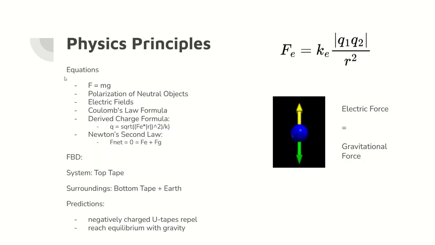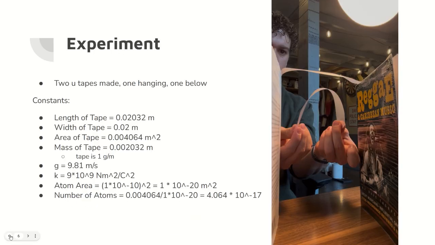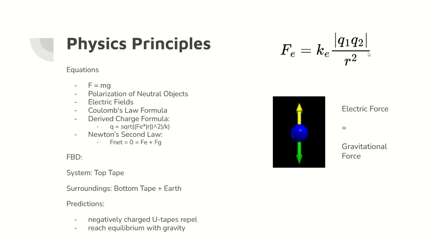Further physics principles, the most important equation is the Coulomb's law formula, which describes the electric force, which is just 1 over 4 pi epsilon 0 times the charges over the radius between them squared. And this really is a vector value, so there should be an r hat here. But also we talked about gravitation, F equals mg, polarization of neutral objects, which actually came up in the pre-experiment, where we also determined that charged objects attract neutral objects because they polarize.